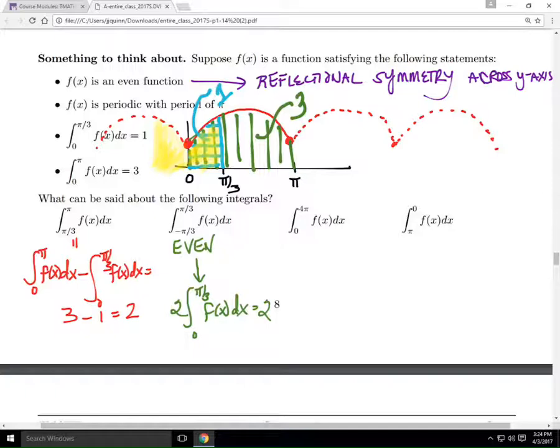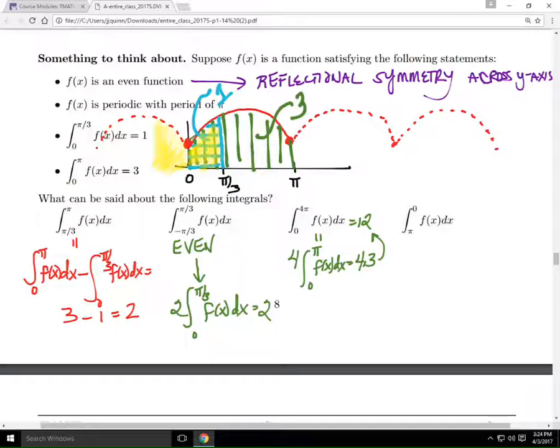And that's lovely. Now, the integral from 0 to 4 pi, that's gone through 4 periods. We start at 0, we go to pi, we go to 2 pi, we go to 3 pi, and then we go to 4 pi. So it's just 4 times whatever the area is between 0 and pi. Well, the area between 0 and pi is 3, so the answer is going to be 12.